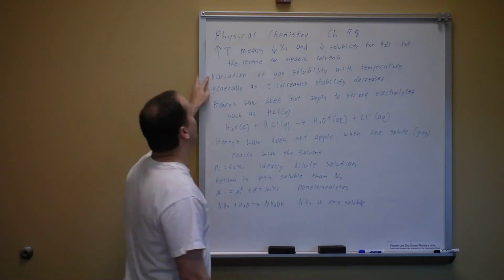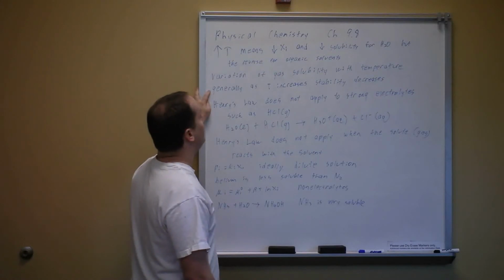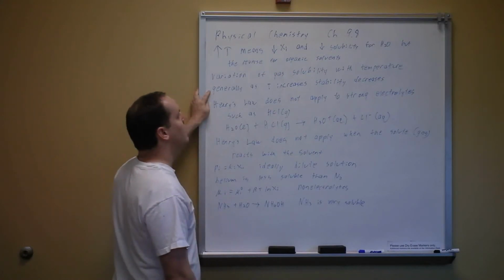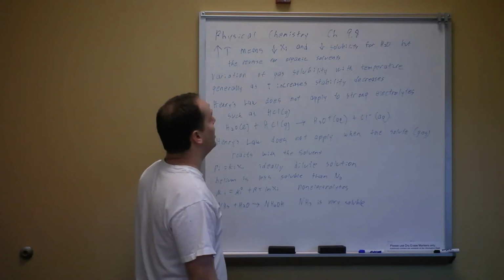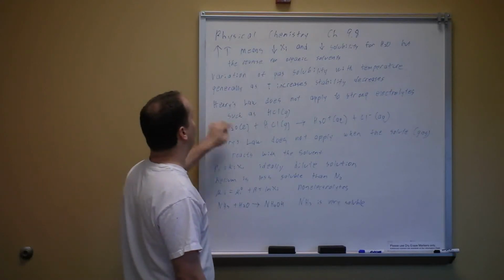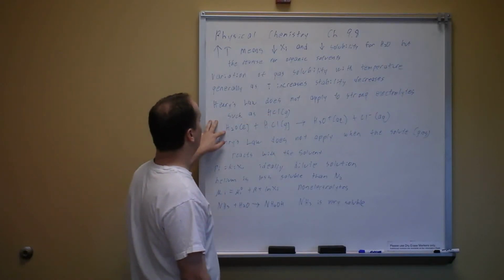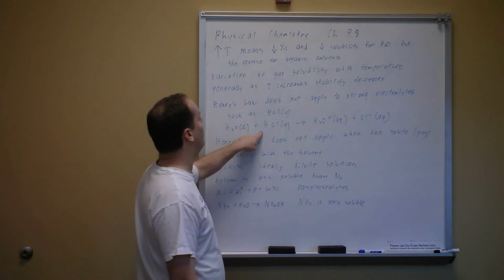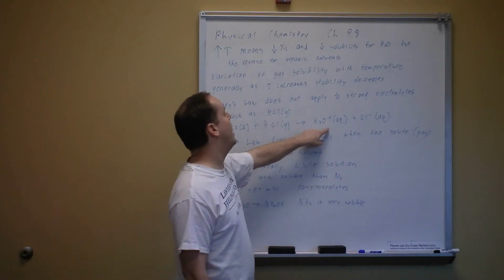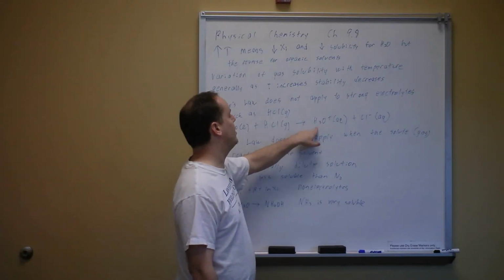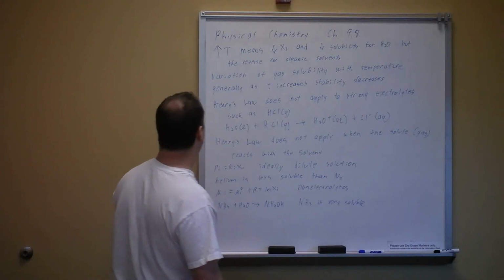Now, let's talk about variation of gas solubility with temperature. Normally, as temperature increases, then solubility decreases. One thing to keep in mind, though, Henry's law does not apply if you have strong electrolytes, such as hydrogen chloride gas. If you have H2O, water, as your liquid solvent, and you try to dissolve hydrogen chloride gas, you're going to make hydrochloric acid. So you get your aqueous hydronium ions and your aqueous chloride ions.